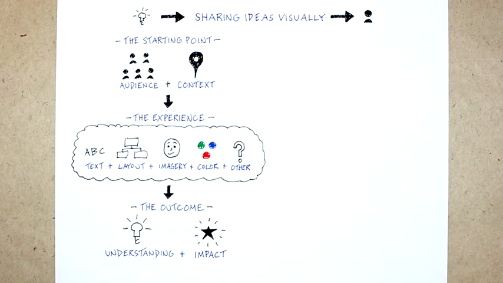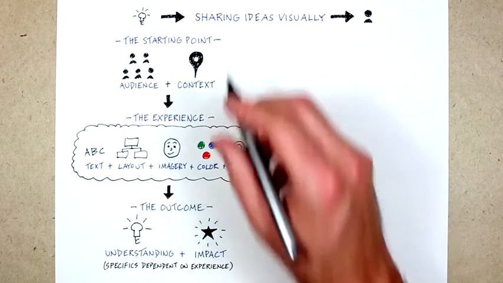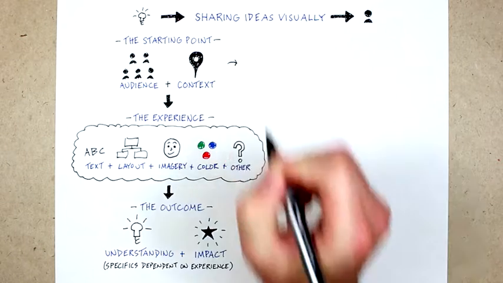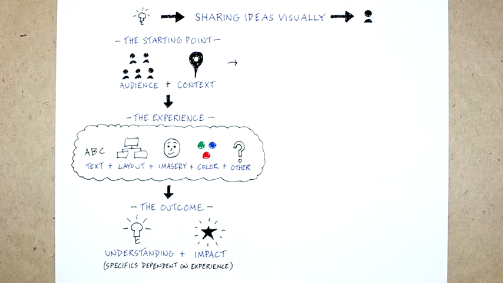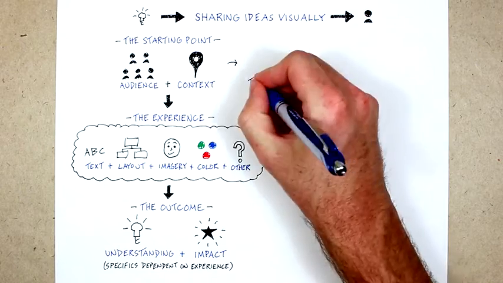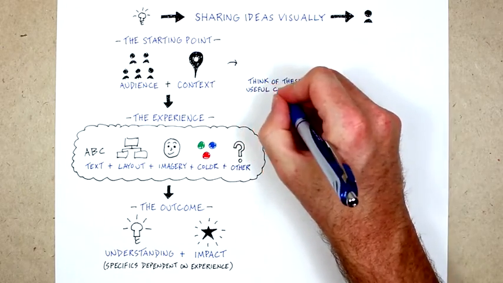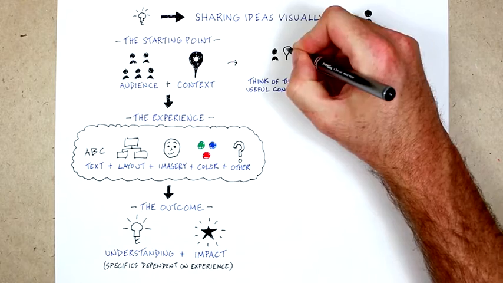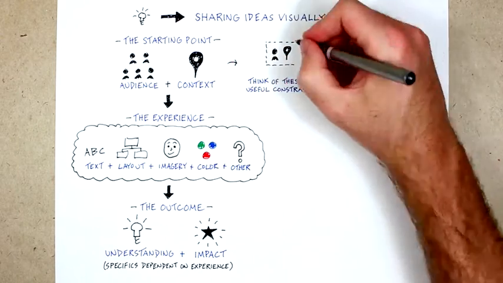The exact level of understanding and the specific impact that's felt depends heavily on the experience that you create as the idea sharer. With that big picture in place, let's zoom in on each stage in a way that will inform your ability to create the best experience possible. Regarding the audience you're sharing your ideas with and the context surrounding that experience, I think it's helpful to think of those as useful constraints. They put helpful bounds on the way to go about sharing your ideas.